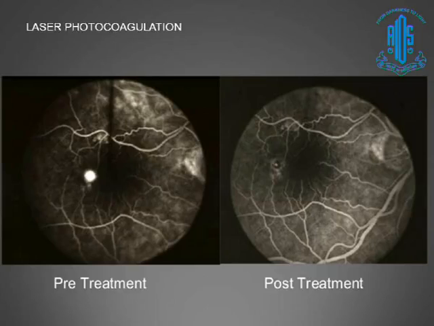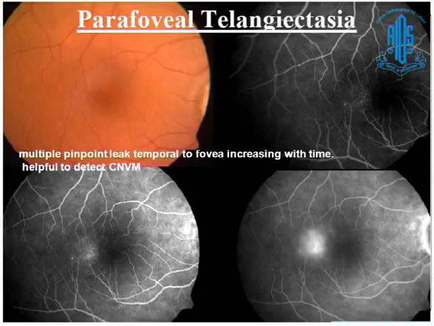Now, after laser photocoagulation, we can see the pre-treatment angiography. There is a profound leak. In the post-treatment, the leak has gone. Now, in parafoveal telangiectasia, there are multiple pinpoint leaks temporal to the fovea, increasing with time. It is helpful to detect CNVM, and associated with this, OCT has to be done.